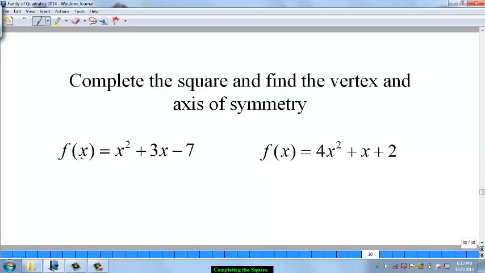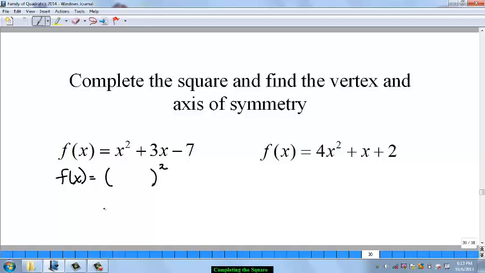Right here we have f of x equals x squared plus 3x minus 7. Now, I want to complete the square so I can get it in vertex form. So I'm going to write f of x equals... I look in the front, there's a 1, so I don't have to factor anything out. So I can go immediately into completing the square.